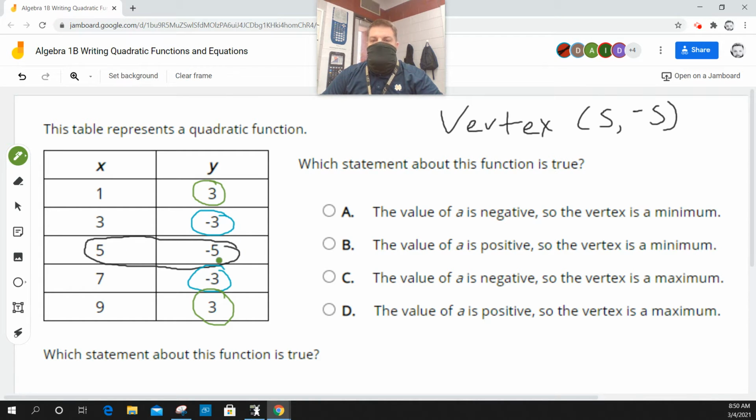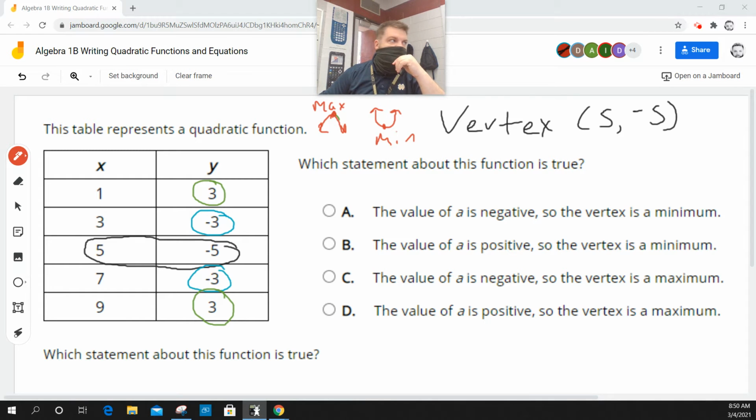So then it says A is negative. Is this the minimum value or the maximum value if that's the vertex? In other words, the vertex can either be graphed like this, and then way up here would be a maximum, or it can be graphed like this, and this would be a minimum. So we could sketch this out, but let me show you how to do this on your calculator.